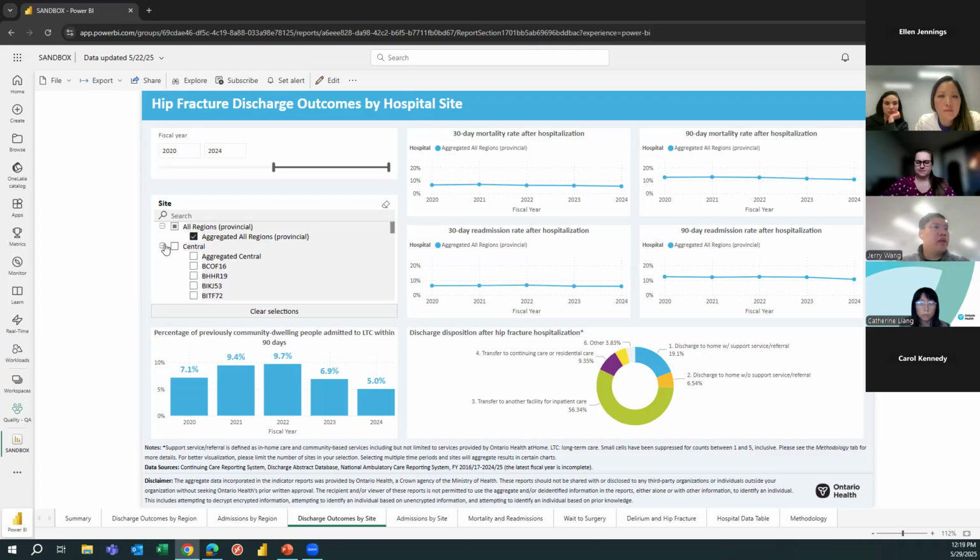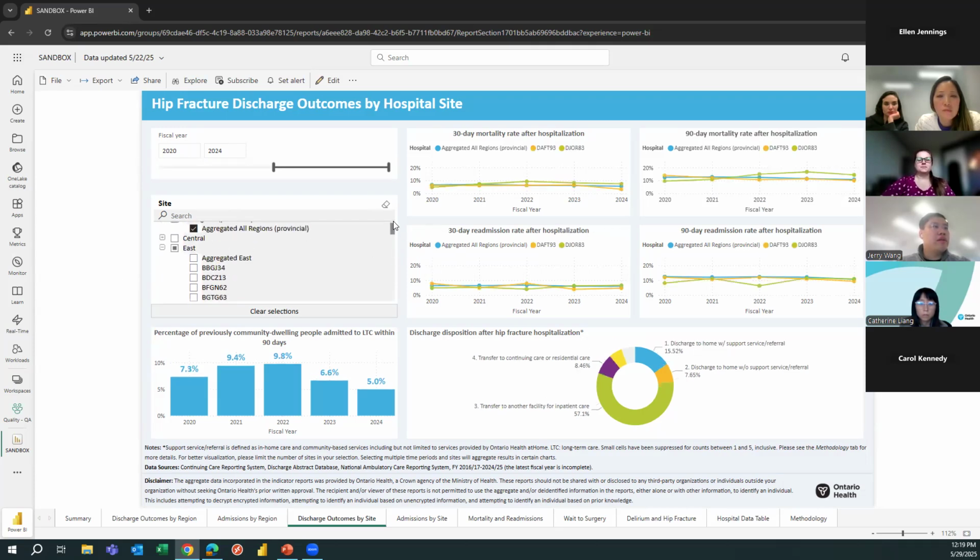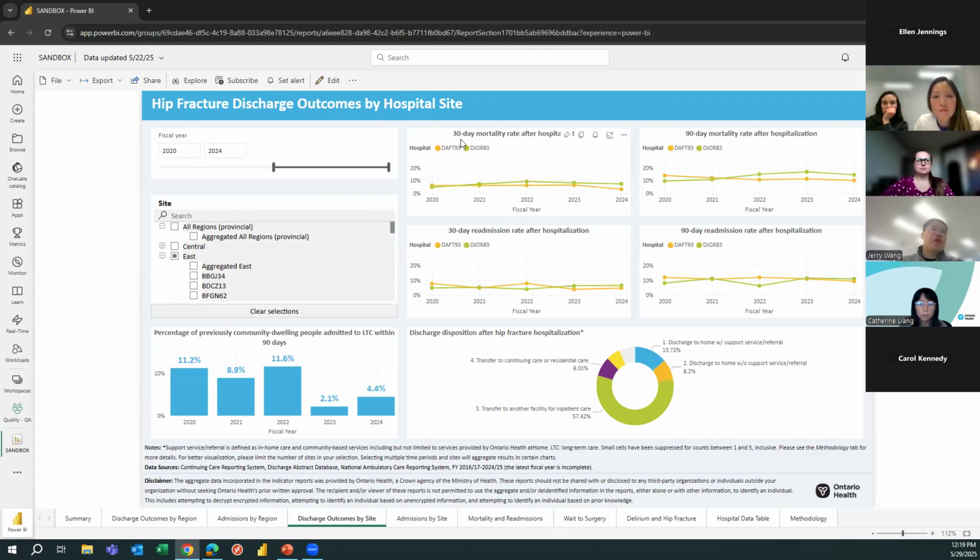So I want to focus in on two sites here. There is one that is called Daft, and there is one that is called Jor. So these two sites are very similar in size and very similar in how many hip fracture patients they deal with each year, but they have differing results in the indicators, as we can see. So you can look at their 30-day mortality, their 90-day mortality, as well as their 30 and 90-day readmission rates, and the discharge dispositions as well.